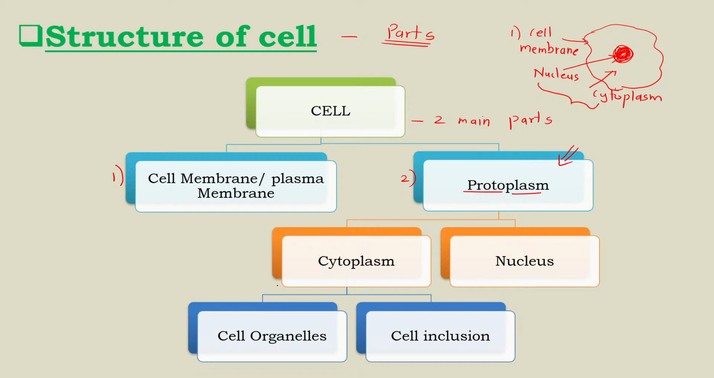Now what does cytoplasm contain? Cytoplasm contains several cell organelles and cell inclusions. This is the overview of the cell structure. So we will understand this cell structure in detail.